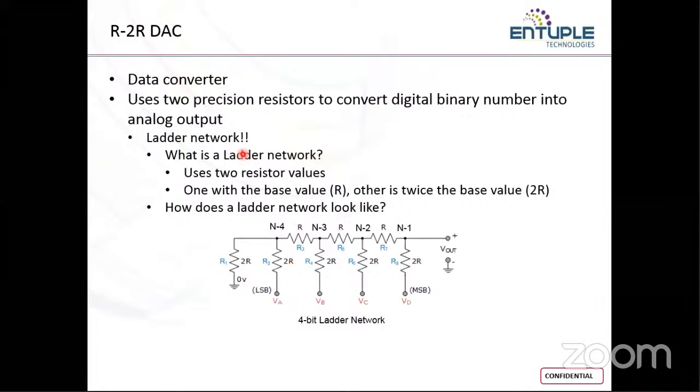resistive ladder network. So what we did here was we used two resistor values, one with the base value R and the other one twice the value of base. For example, if the base value is R, then twice the value of base is 2R. So the ladder looks like this. Similar to a resistive ladder network, you can also make use of a capacitive ladder network. Both are fine, but for simplification and easier understanding, we have gone for a resistive ladder network.